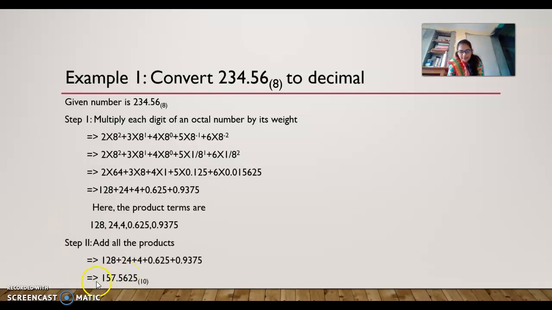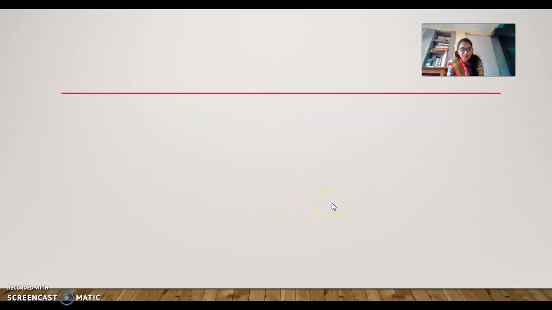what you will get is 157.5625. 157.5625 to the base 10 is the converted value of 234.56. Right? This is how you should convert the octal number to decimal.